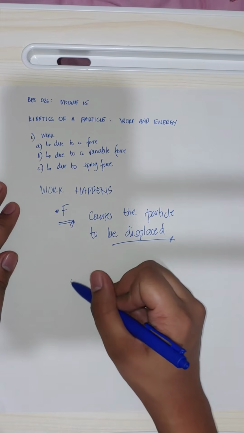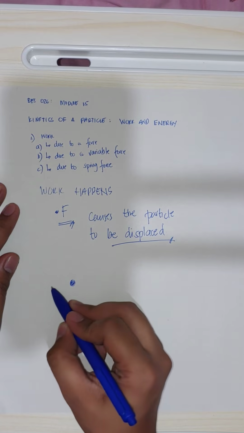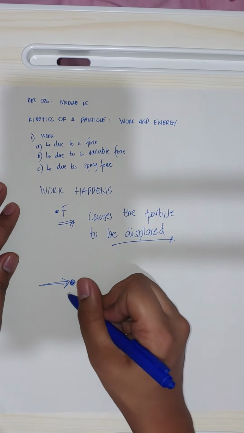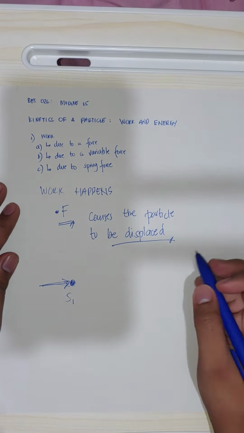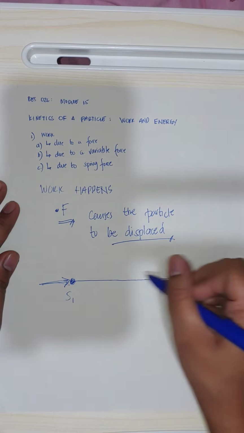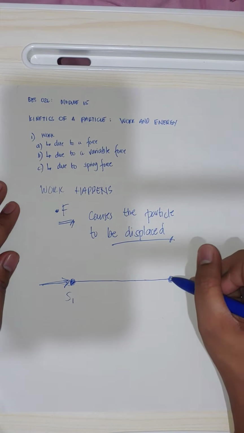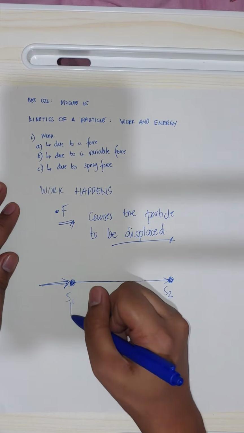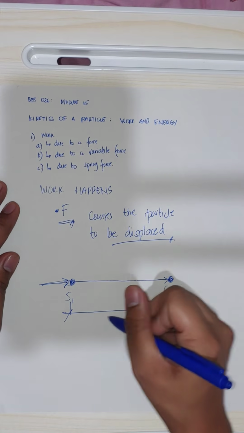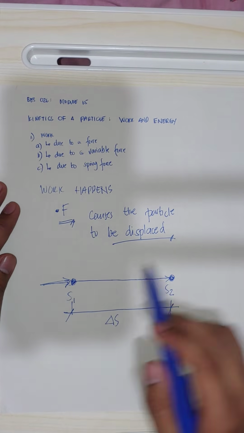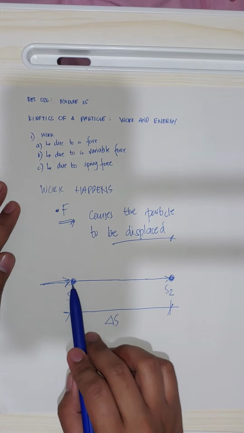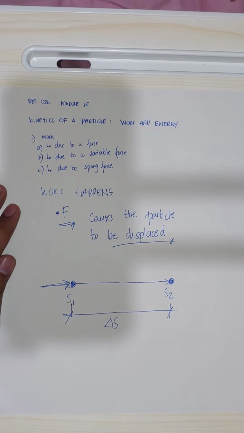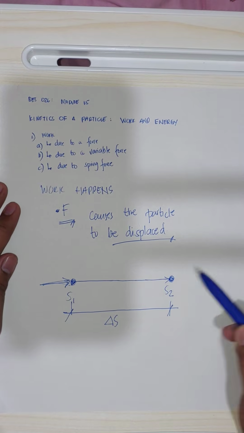So for instance, if you have a particle over here and you apply a force F towards the particle, and let's say this is our starting position, S sub 1, and it moves from here to here on this side. So let's say this is our final position. Then there is a displacement, delta S. Since the particle moved from its first position to another position due to the force, therefore there is a work done on this particle.